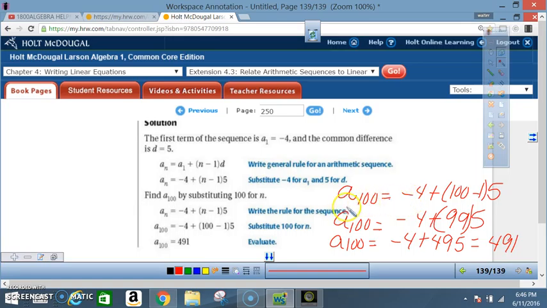Okay, now once again, for those of us who don't see it, a sub 100 is equal to negative 4 plus 100 minus 1 times 5. 100 minus 1 is 99. 99 times 5 is 495. So I end up with negative 4 plus 495, which is 491.